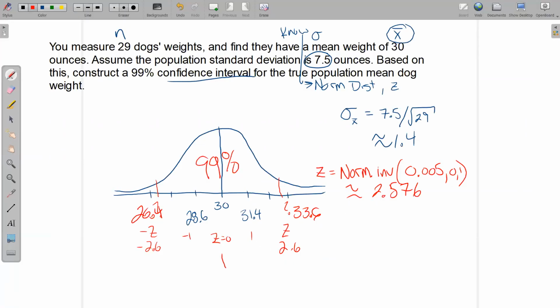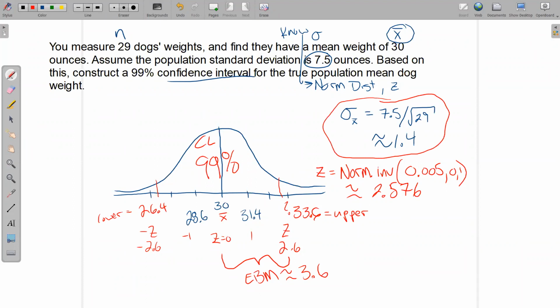So that would be the distance from the center to the edge. Error bound on the mean is about 3.6-ish. This right here is my lower value. It's kind of messy. Let's make it a little cleaner. This is my upper. This 30 right here in the middle is my X bar, right? Confidence level. And the main thing I needed to do this was this calculation up here was the biggest deal.